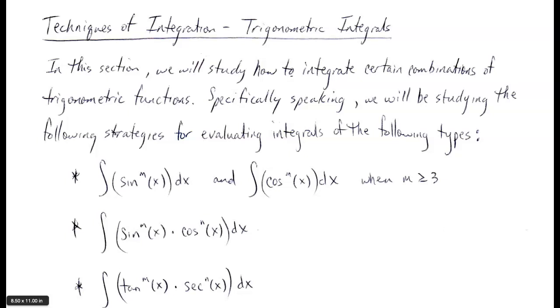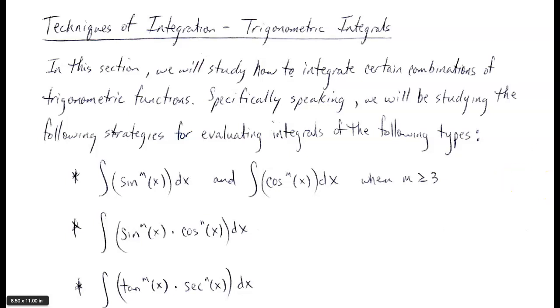So in this video, we are going to learn how to deal with taking the most general antiderivative of sine raised to some power, cosine raised to some power, and a mixture of sine and cosine being multiplied times each other raised to a power. And we're also going to deal with tangent and secant being multiplied times each other, and both of those raised to some power.